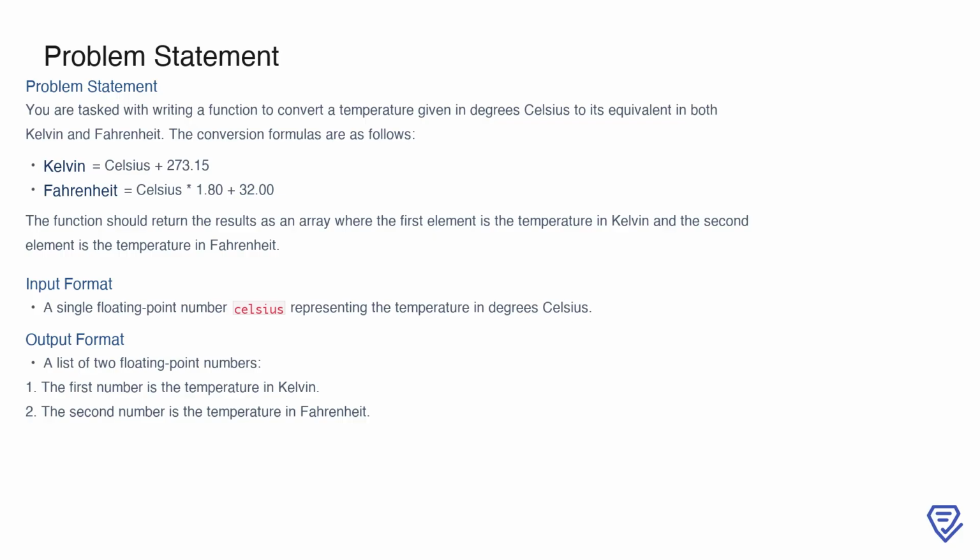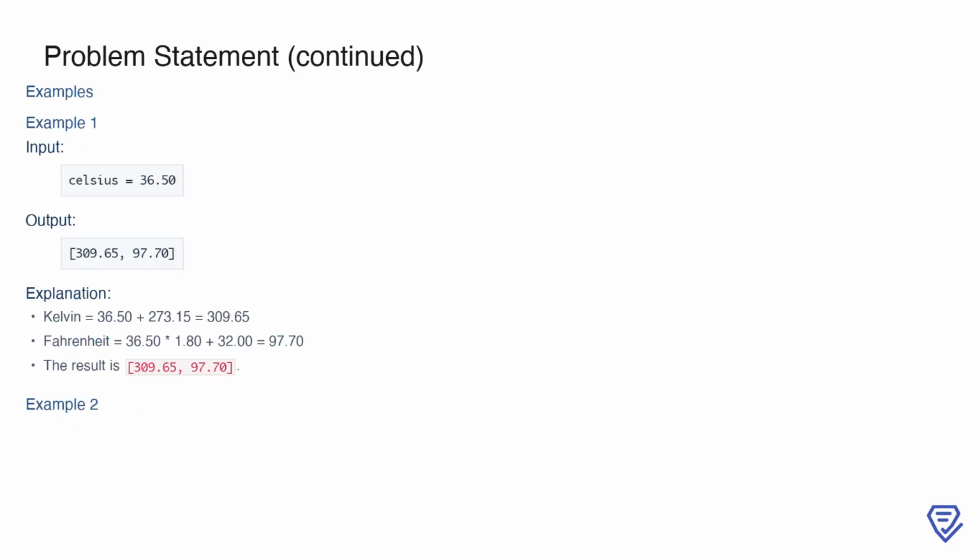For the input format, we will receive a single floating point number representing the Celsius temperature. The output, in turn, will be a list containing two floating point numbers, the first being the Kelvin temperature and the second being the Fahrenheit temperature. Now, let's look at some examples to reinforce the concept.